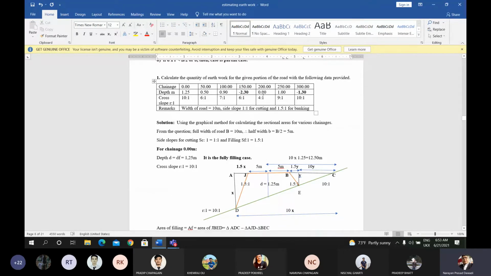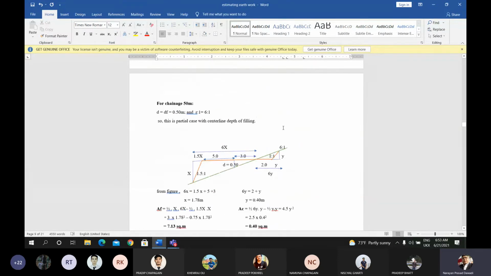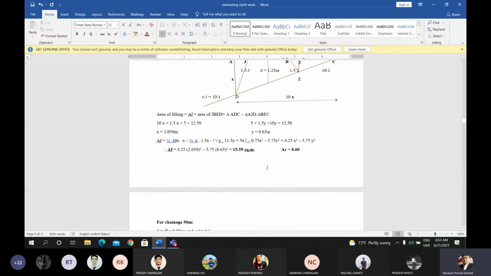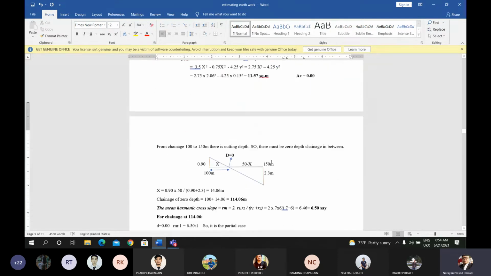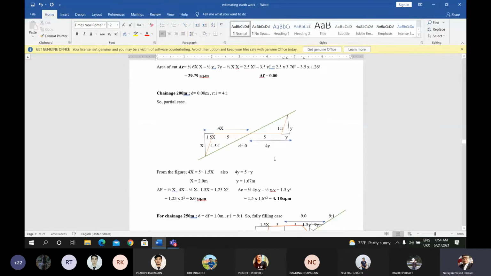So this is the partial case, and draw the figure for the partial case of this channel having the cross slope of 0 is to 1. For the 200 meter channel the cross slope is 0 is to 1. Now for the 200 meter channel, depth is 0 and the cross slope is 4 is to 1, so it is a partial case, and you can use the same figure 5 here.